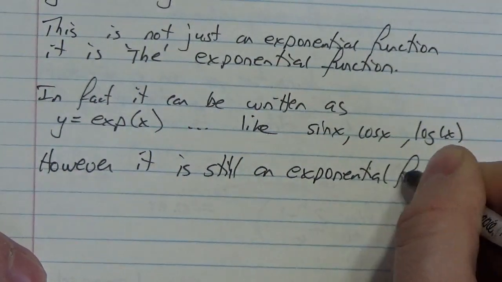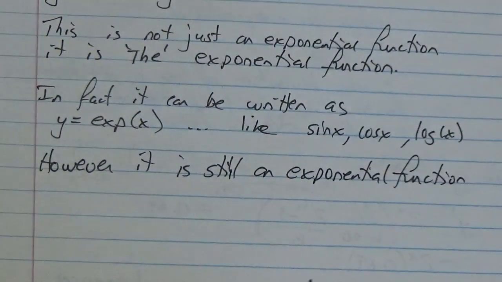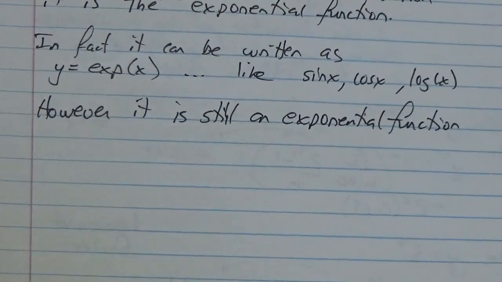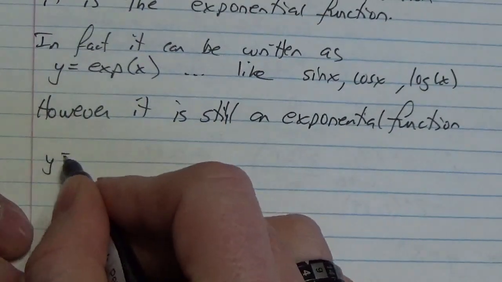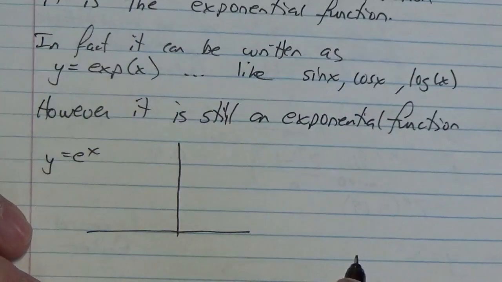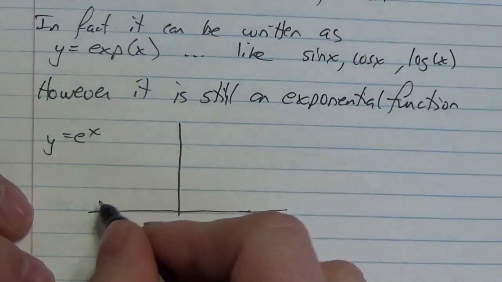And I know it looks like I'm doing some back talk here, but hopefully you'll see what I mean in a second. It is the exponential function because of the importance that we assign to it. However, I don't want you to lose sight of the fact that it is just an exponential function. So if I've got y equals e to the x, if I graph that, what does it look like? Well, it looks like this.